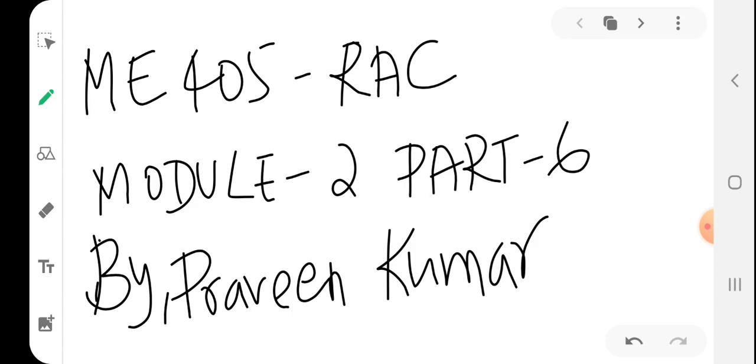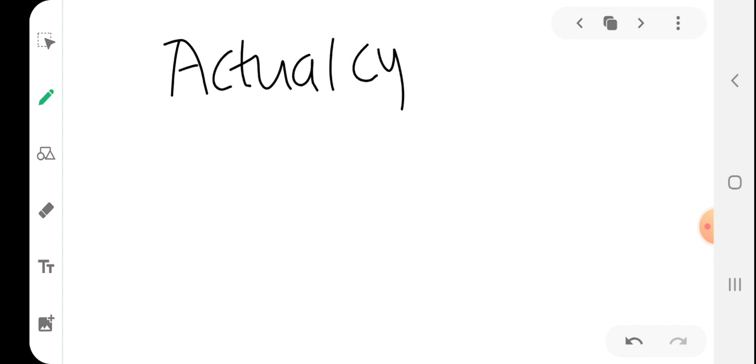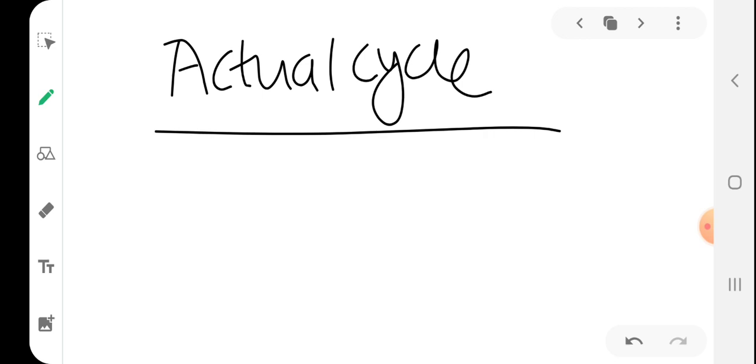So we have already completed the various types of refrigeration systems, vapor compression refrigeration systems, and we did a lot of problems based on this. And now we'll move to a concept called the actual cycle, that is taking place in case of a refrigeration system.